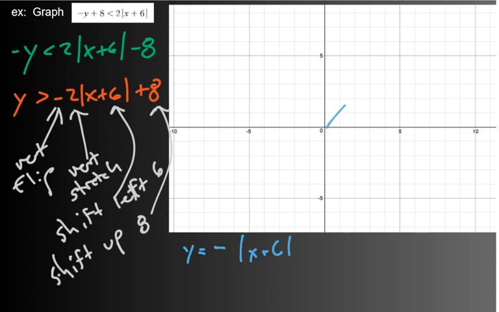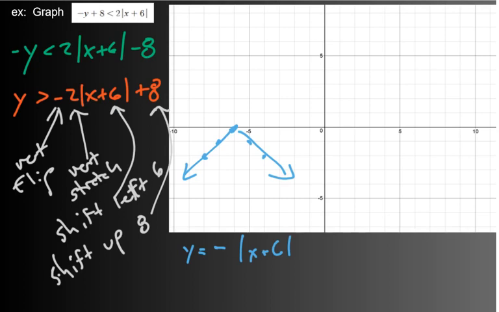So again, we're moving this V graph around, okay? And so if I have plus 6, that's going to move it left 6 over here. And then the negative is going to flip it, so it's going to be down here like that. So I'm going to erase some of this because it's going to get kind of messy. But that blue part would just be that, okay?